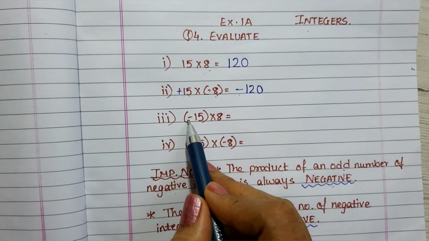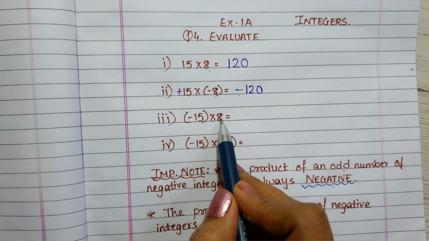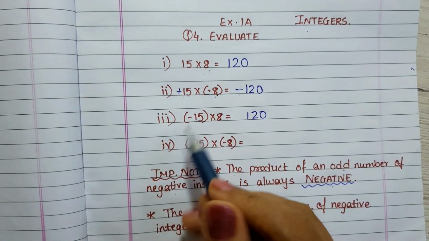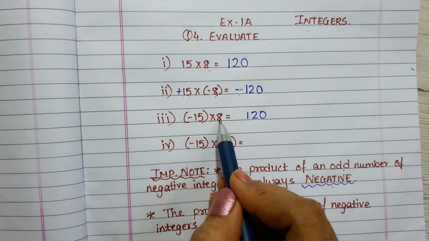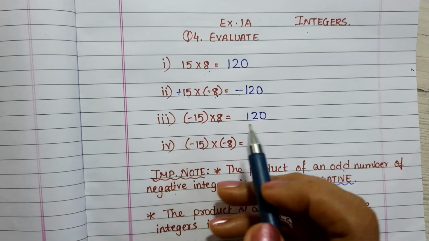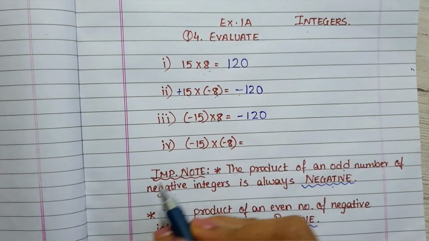The next question is minus 15 multiplied by 8. Again 15 8s will be 120. Same, we have to evaluate over here. One integer is negative and one integer is positive. So the number of negative integers is 1. So the answer will be negative.